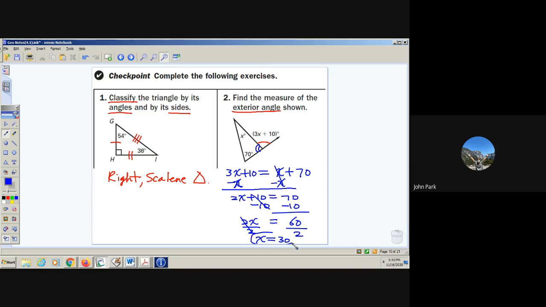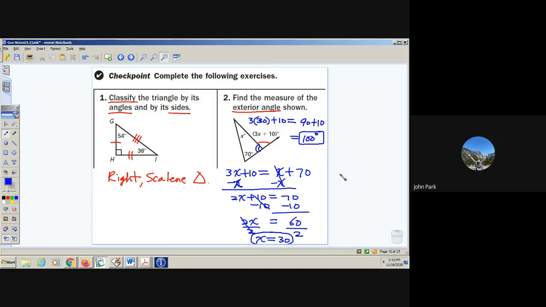So x is 30, but we're not done with that, because we have to plug it back in here, because we're trying to find the measurement of the exterior angle. So we plug in 3 times 30 for the x, which is 90 plus 10. So that's going to add up to 100 degrees for the exterior angle.